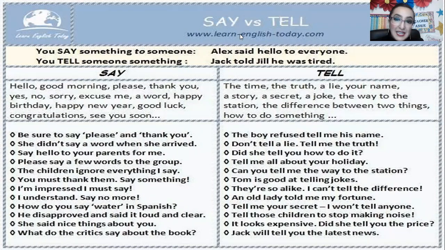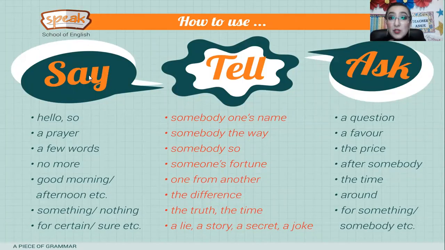These are examples we say, and these are examples we tell. But also we are going to be having a new word. You already know where to use say and where to use tell. Examples: we tell somebody one's name, somebody the way, someone's fortune, one from another, the difference, the truth, the time, a lie, a story, a secret, or a joke. But also be careful because we are going to be having another new word.